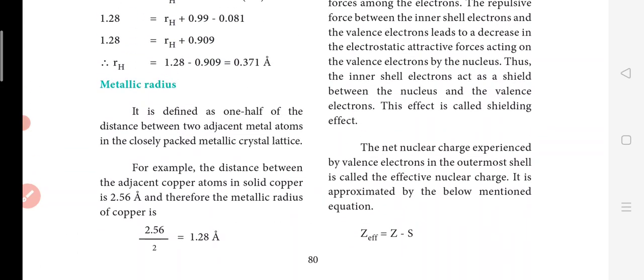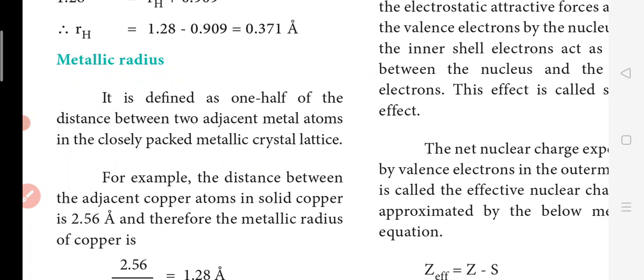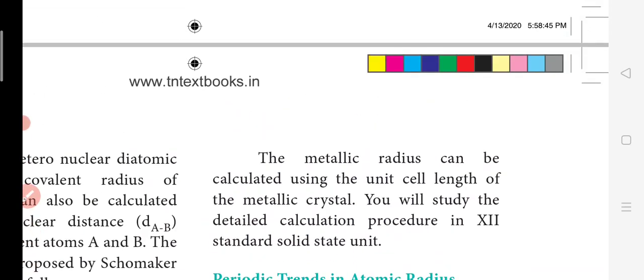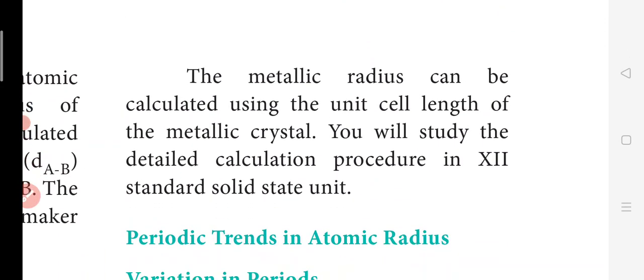Next is metallic radius, between two metal atoms. It is defined as 1/2 of the distance between two adjacent metal atoms in the closely packed metallic crystal lattice. So in the metallic crystal lattice, taking 1/2 of the distance between two atoms and calculating it is the metallic radius. For example, the distance between two copper atoms, the diameter, is 2.56. The radius will be that divided by 2, which gives 1.28 angstrom. The metallic radius can also be calculated with the help of unit cell length, which we will see in the solid state, in 12th standard.